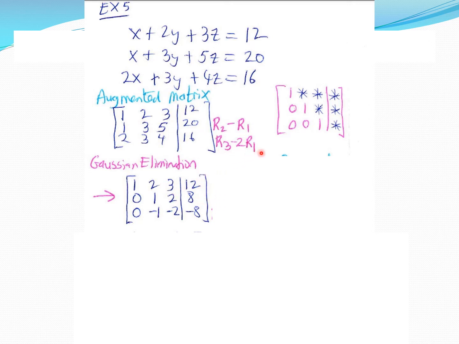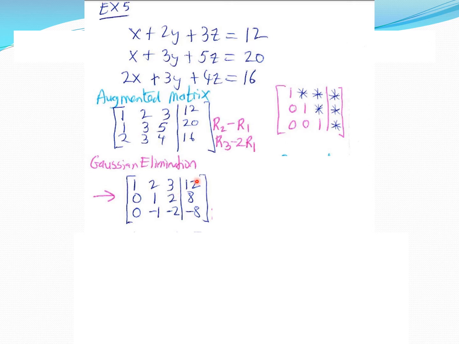Row 3 minus 2 row 1. So 2 minus 2 1s is 0. 3 minus 2 2s, 3 minus 4 is minus 1. 4 minus 2 3s, 4 minus 6 is minus 2. 16 minus 2 12s, 16 minus 24 is minus 8.